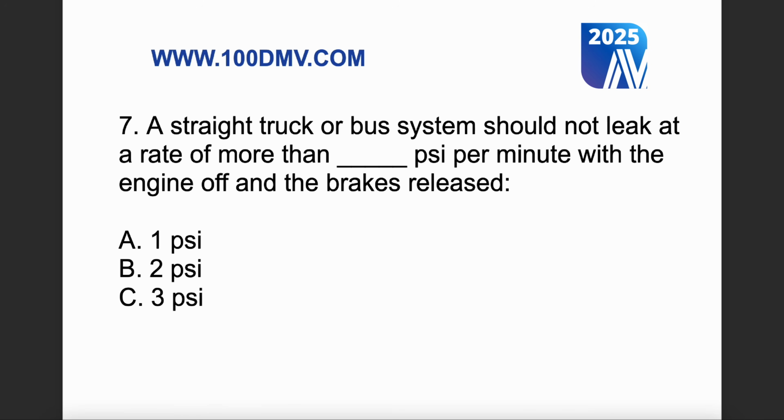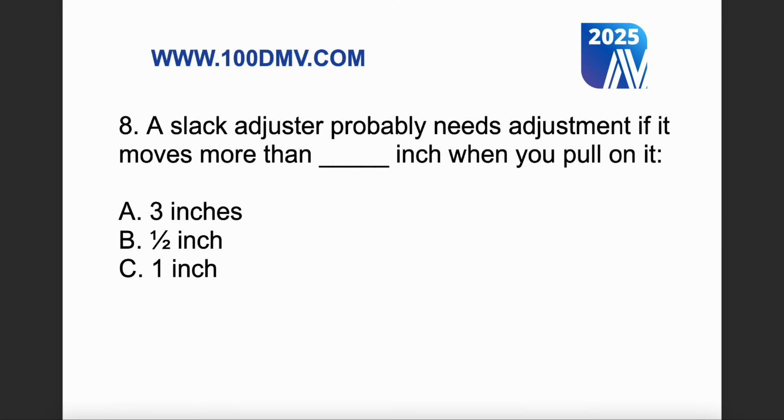7. A straight truck or bus system should not leak at a rate of more than how many psi per minute with the engine off and the brakes released? A. 1 psi. B. 2 psi. C. 3 psi. Correct answer: B. 2 psi.